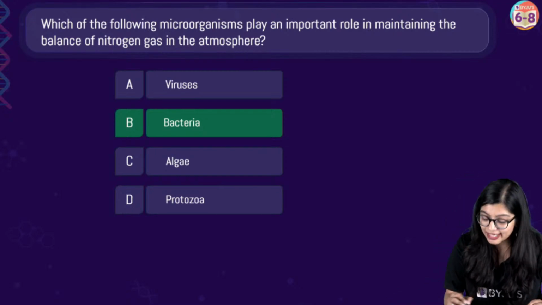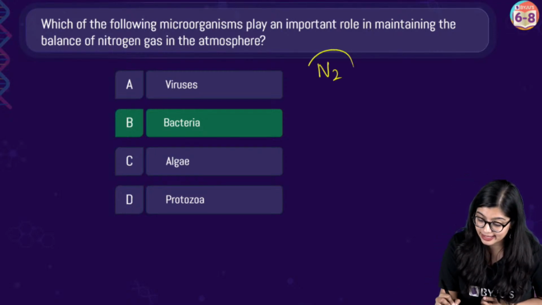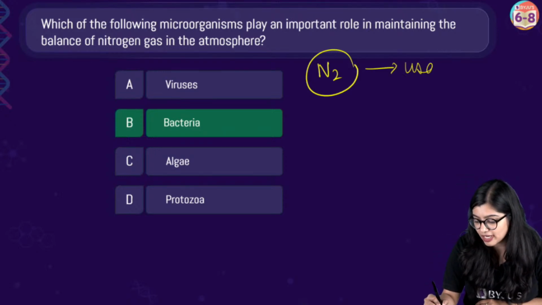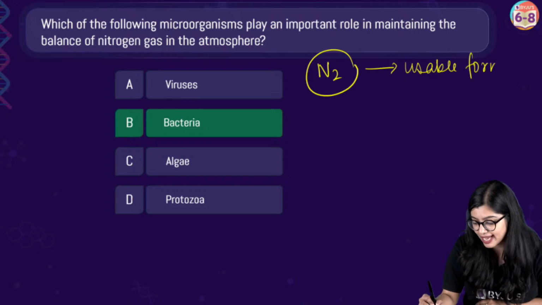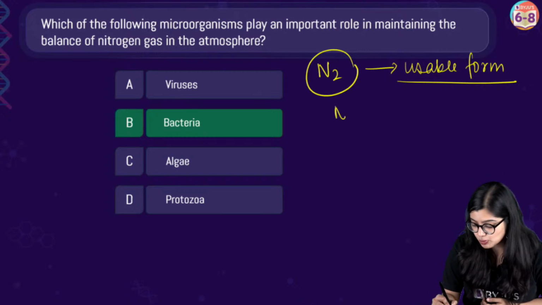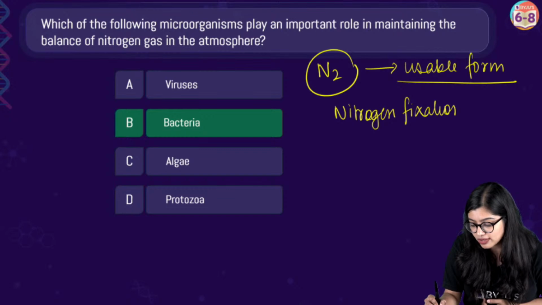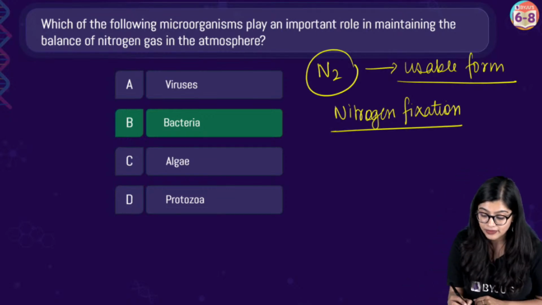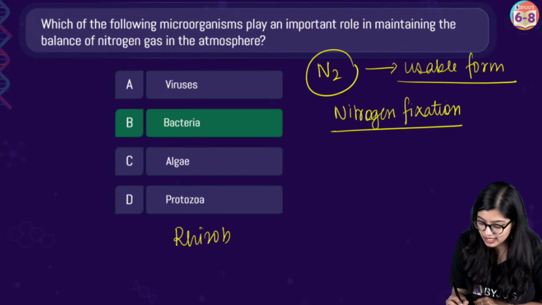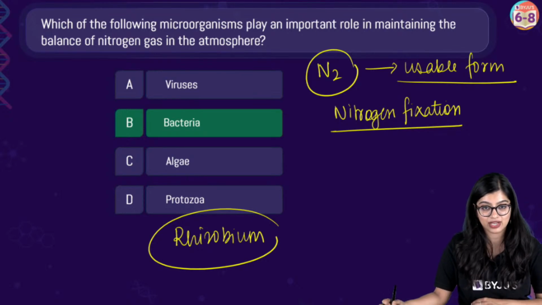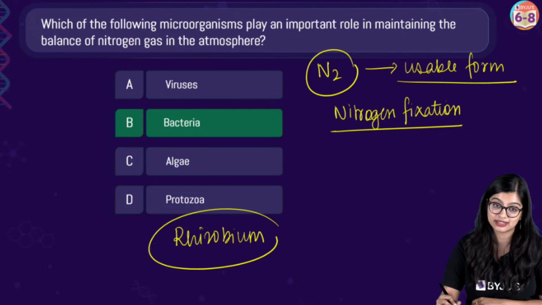Now, when you talk about nitrogen, nitrogen exists as N2 gas, right? And we know that this is not present in a usable form, so it needs to get converted into a usable form. This process is what we call nitrogen fixation. This conversion of atmospheric nitrogen into usable form is done by rhizobium, which is present in the root nodules of leguminous plants. Very good, MLB Dreamer and Saroj and many others.